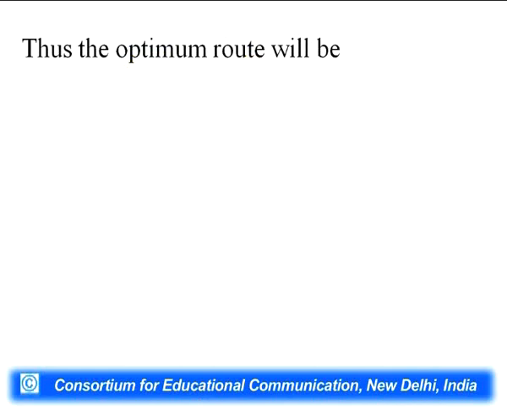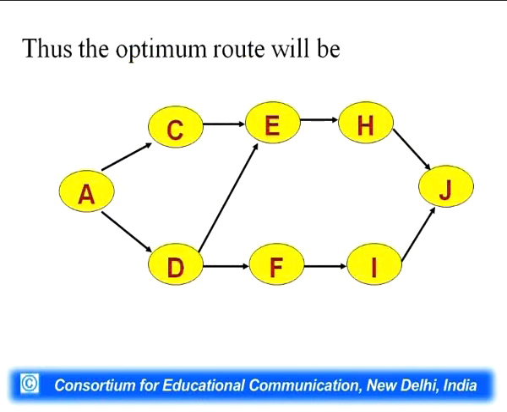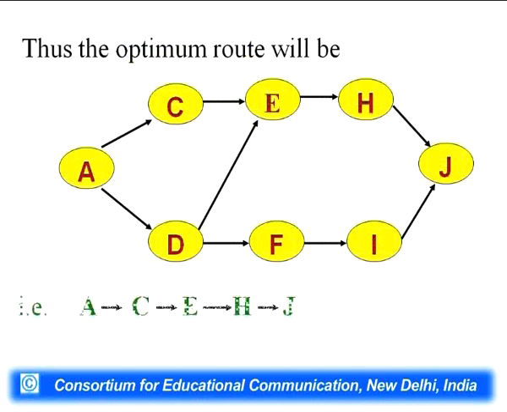Thus, the optimum route will be one of the routes is ACEHJ and the second route is ADEHJ. These 2 routes add up to 11 kilometers and the third route is ADFIJ. All these 3 routes add up to 11 kilometers only. So, this way we are able to find out the solution to our network problem using dynamic programming technique.